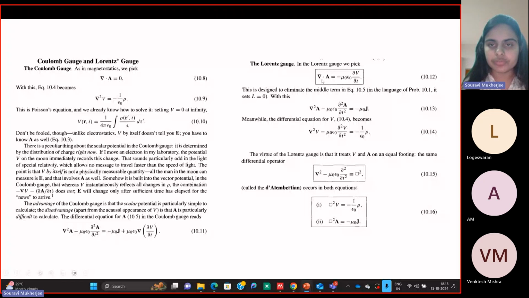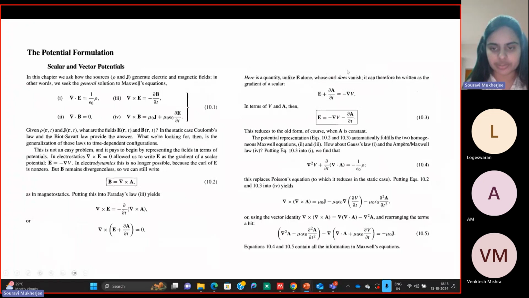So here what do we do? We choose an A such that the divergence of A is given as minus mu naught epsilon naught del V del t. How do we get to this term? If we go back, we had this expression, right? Now if we want to get rid of this term, one has to have A such that the divergence of A is equal to minus mu naught epsilon naught del V del t. So that's the condition which the Lorentz gauge uses. Then this term goes away and we are just left with the wave equation, right? Only this wave equation term would be there, and that would simplify our calculations. So that is what the Lorentz gauge does.